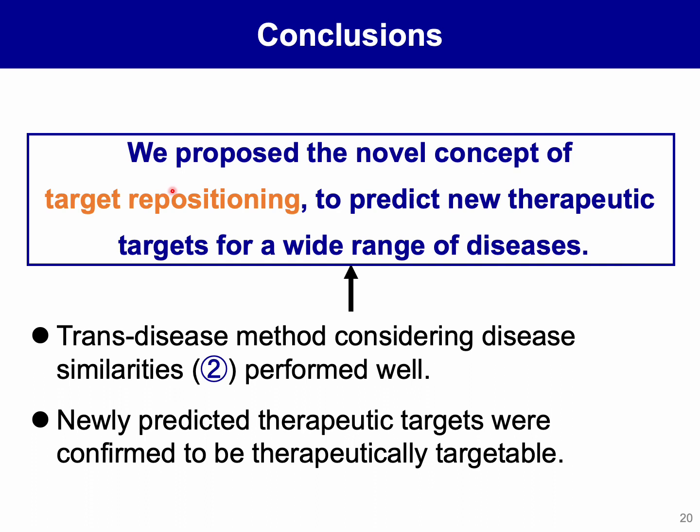I will summarize our work. We propose target repositioning to predict therapeutic indications of existing therapeutic targets. Target repositioning is expected to be effective in identifying novel therapeutic targets for a wide range of diseases.